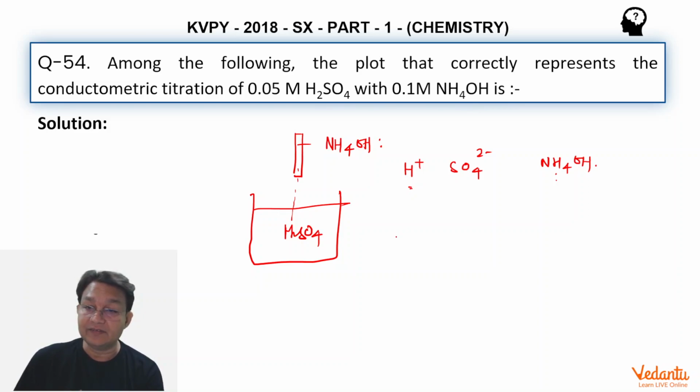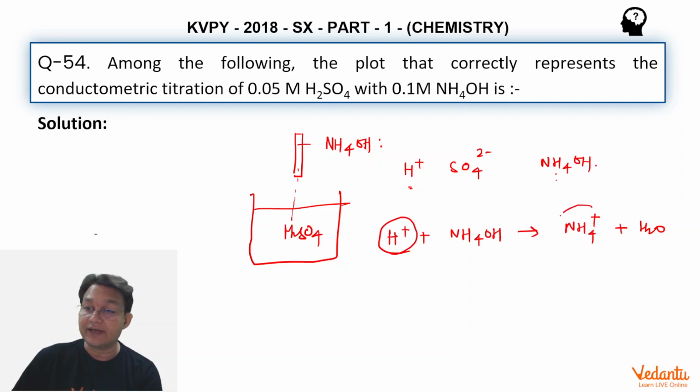So H plus will decrease, and as a result of the decrease in H plus, we are going to get NH4 plus ion. Let's see how. The basic reaction which is taking place is H plus plus NH4OH changing into NH4 positive plus water. So basically when you add NH4OH, H plus is consumed, and instead of H plus you will get NH4 positive. So when titration starts, H plus ions will be replaced by NH4 plus ions.